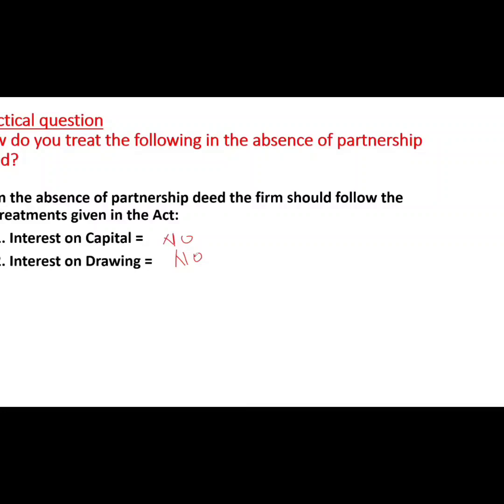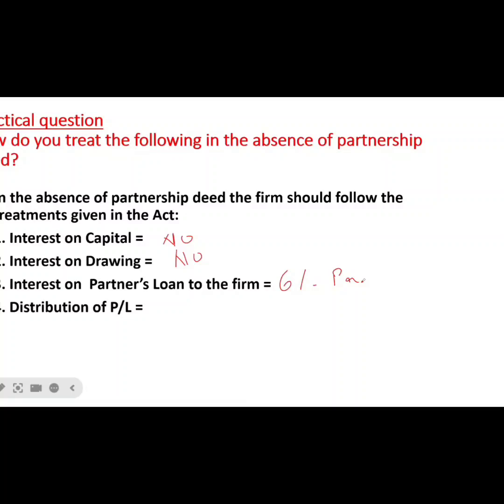Next, interest on partner's loan to the firm. If the partner has given a loan to the firm, and it is not mentioned in the partnership deed, then according to the Partnership Act 1932, 6% interest per annum is to be paid by the firm to that partner for the loan taken by the firm from the partner, or it should be according to the partnership deed.